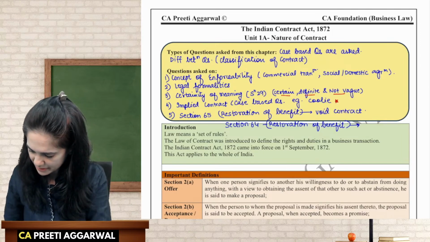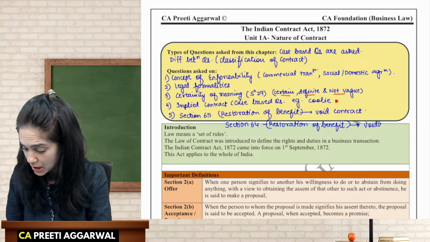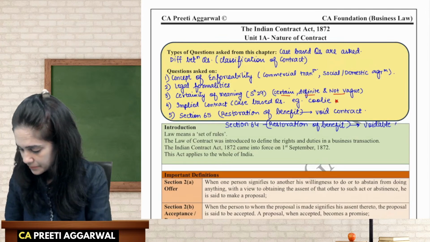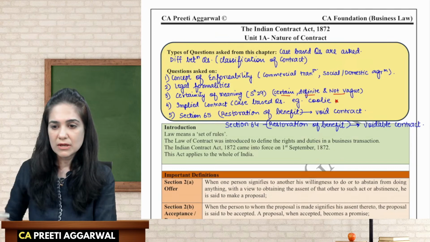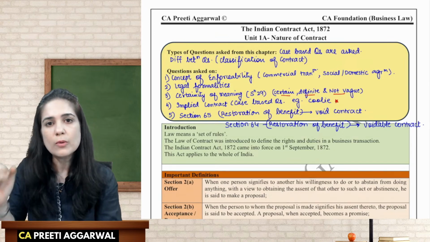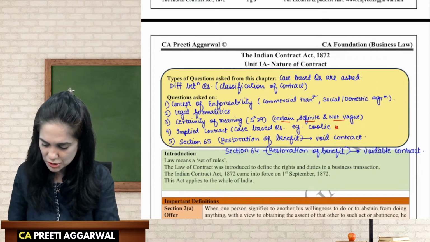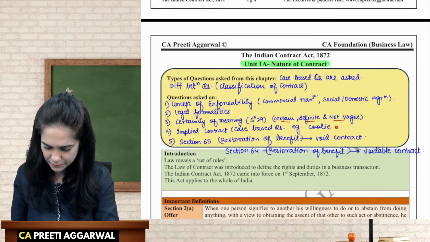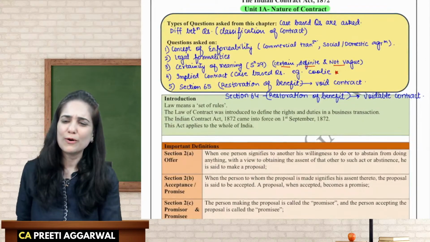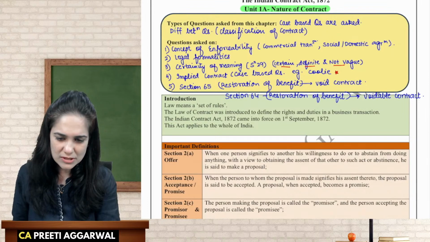So restoration of benefit, this is in case of voidable contract. So these are the important sections, important concepts on which a question can be asked from this unit, nature of contract. Okay, now what is law? Law is nothing but a set of rules.